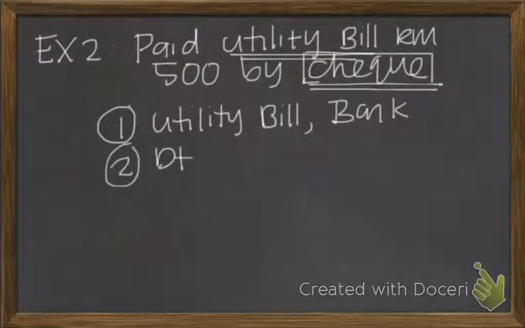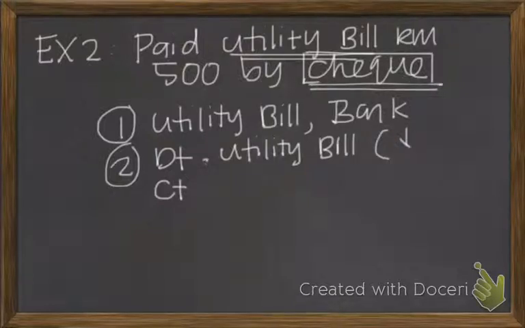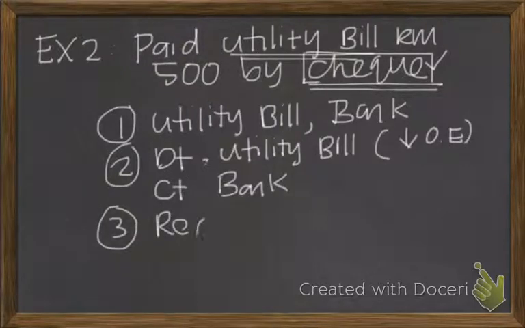Debit will be the utility bill, because the utility bill is one of the expenses accounts and expenses reduce the owner's equity, so it is always recorded on the debit side. Credit will be the bank account, because we paid the utility bill using a check, which takes money out of our business bank account. And we record the transaction in T accounts.